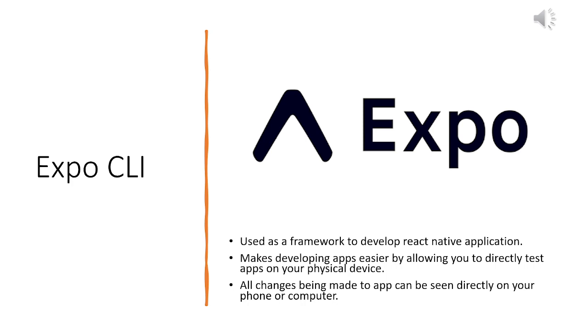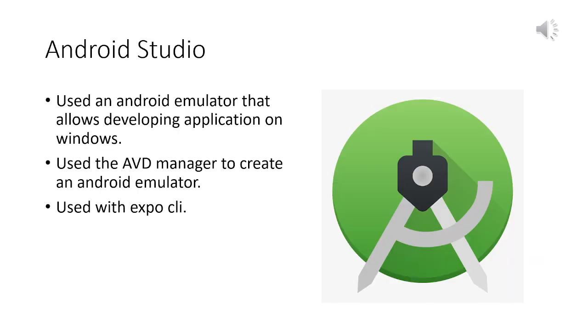The next technology used is Expo CLI. This is used as a framework to develop React Native applications. It makes developing apps easier by allowing you to directly test apps on your physical device. All changes being made to the app can be seen directly on your phone or computer. Next is Android Studio. We used an Android emulator that allows developing applications on Windows operating systems. We used the AVD manager within Android Studio to create an Android emulator, and this was used with Expo CLI.